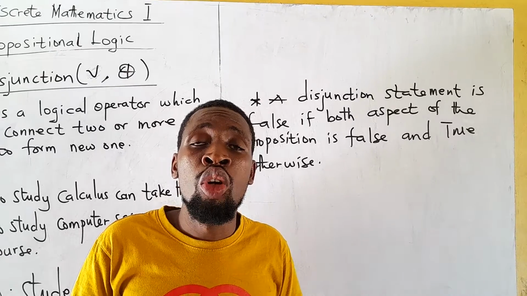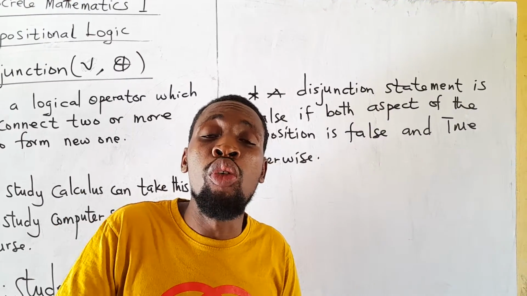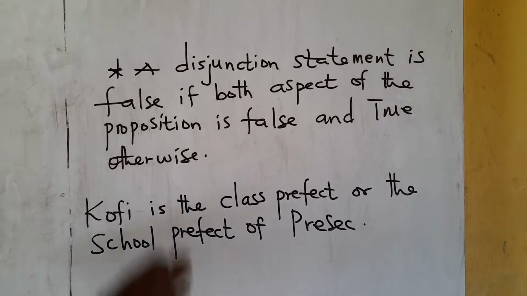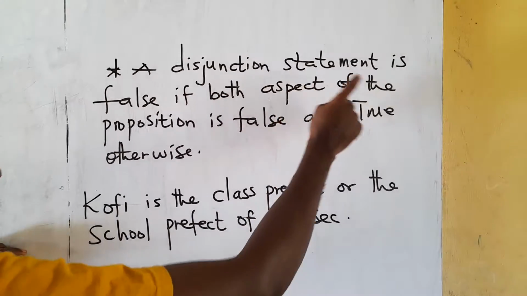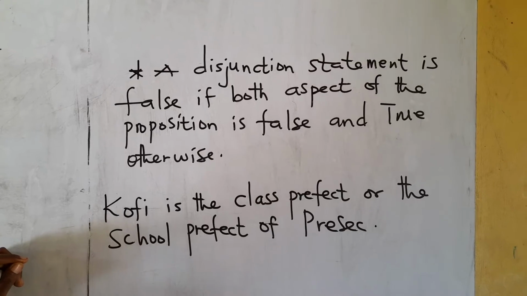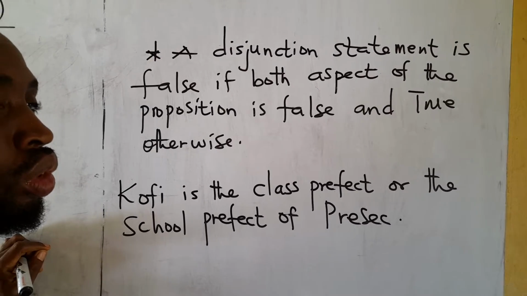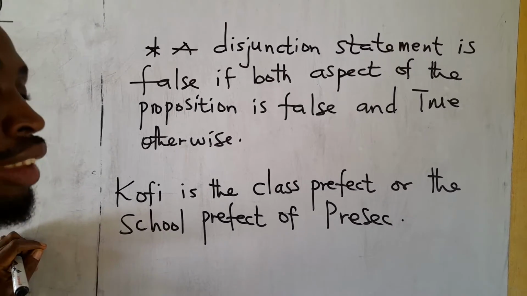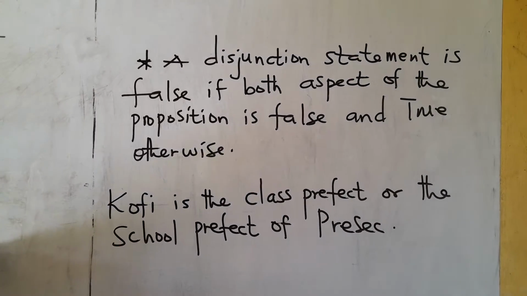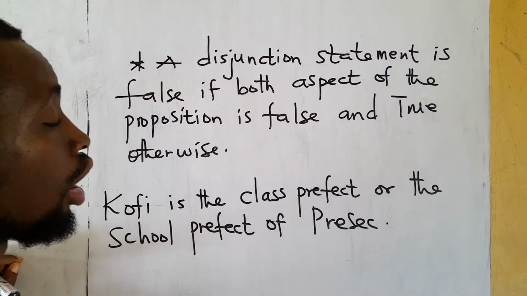Now, before we come to that, we'll look at the types of disjunction that we have before we talk about the truth table for a disjunction statement. So remember, we said a disjunction statement is false if both aspects of the proposition are false and true otherwise. And I was explaining that this simply means that when one is true and the other one is false, the statement is still true. Then when both are true, the statement is true. They become false when the two aspects of the statement are false. So let's look at an example of that. Kofi is the class prefect or the school prefect at Presec.